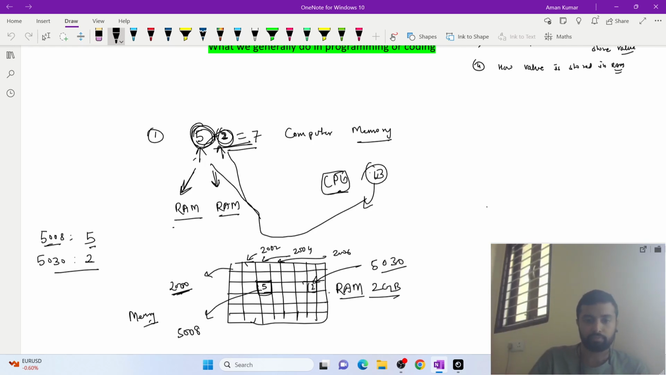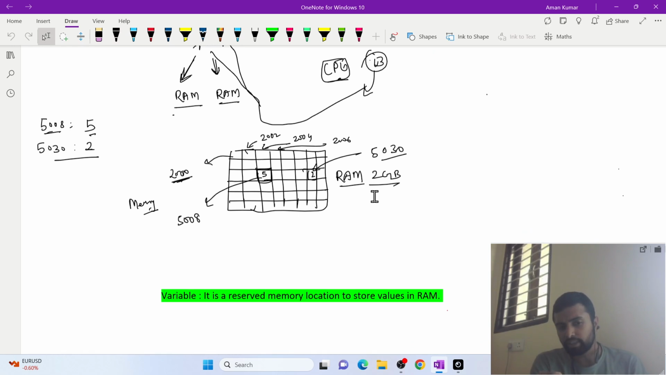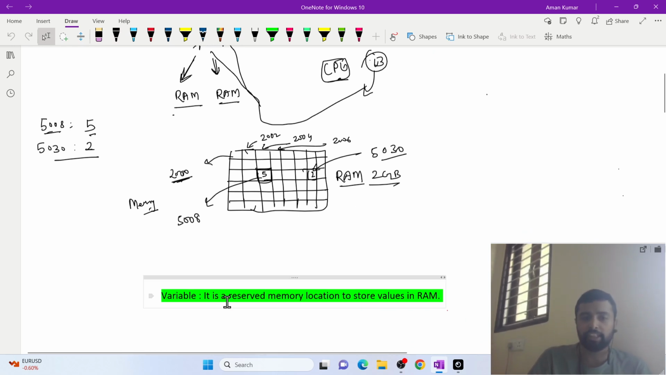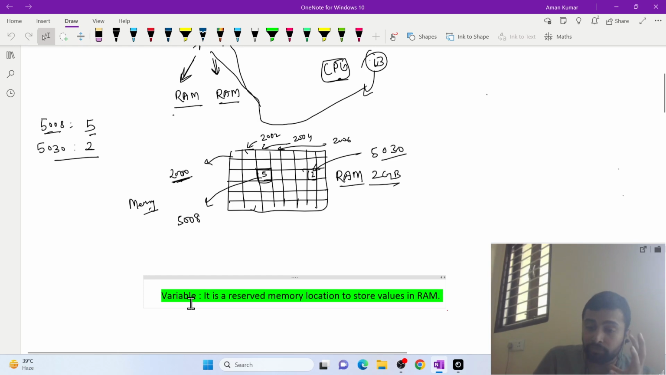I hope it is clear to you what we have learned so far. So let's first define what a variable is. You can see the definition: it is a reserved memory location to store values in RAM. I hope you can now guess why we learned about RAM memory. So this is the meaning. What is the definition of a variable? It is a reserved memory location to store values in RAM.